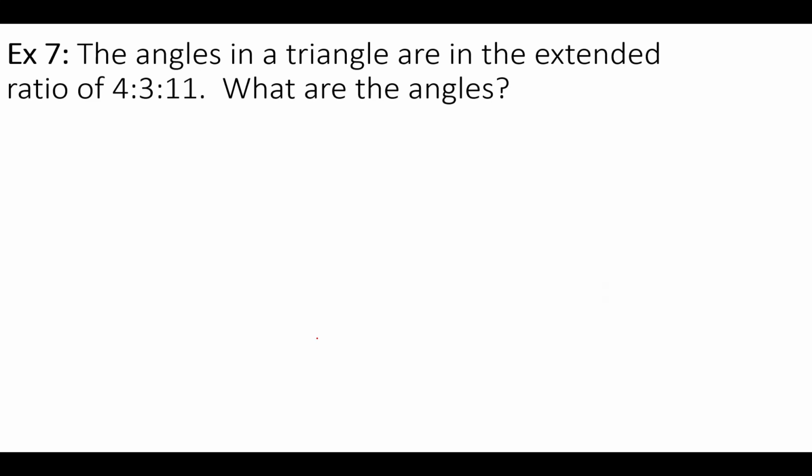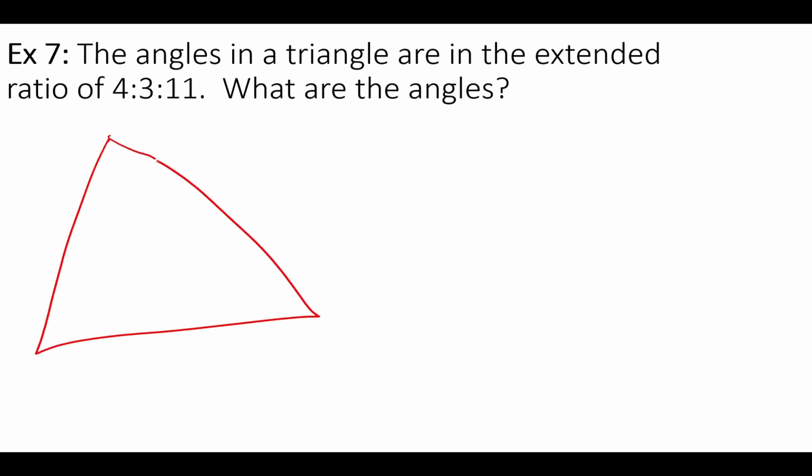Number 7, the angles in a triangle are in the extended ratio of 4 to 3 to 11. Extended ratio just means we're comparing more than 2 quantities. So we have a triangle of some sort, and the angles are in a ratio of 4 to 3 to 11. We know that the 3 angles in a triangle from our last unit should always add up to 180 degrees. 4 plus 3 plus 11 definitely is not 180, which means that there's some sort of scale factor. Obviously, this ratio was simplified.